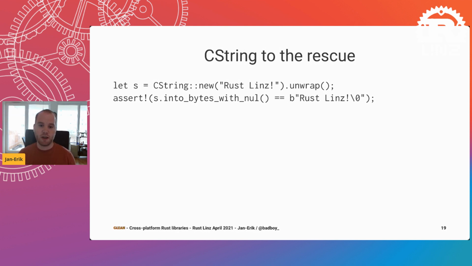CString just takes your regular Rust string, appends a null byte, and then gives you access to the underlying buffer or even a pointer to this buffer so you can pass it back to C. There are more of these things in the standard library available that help with some of these abstractions needed to talk to C or get called from C.